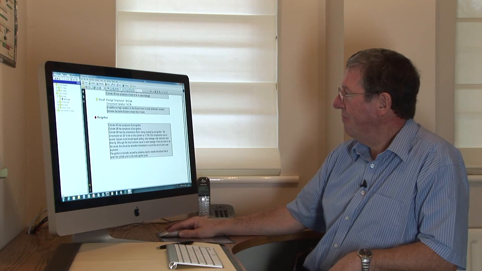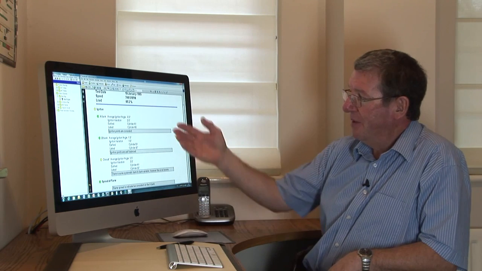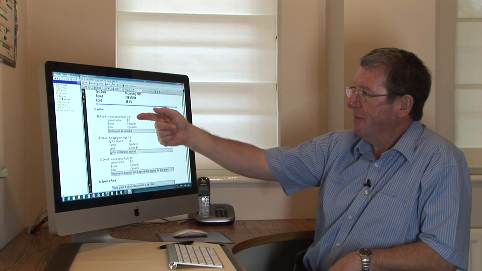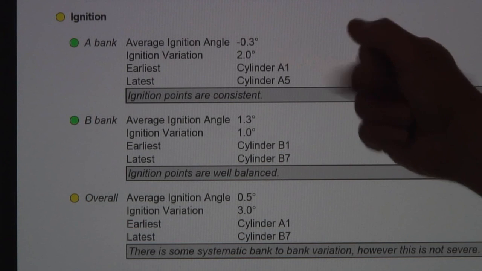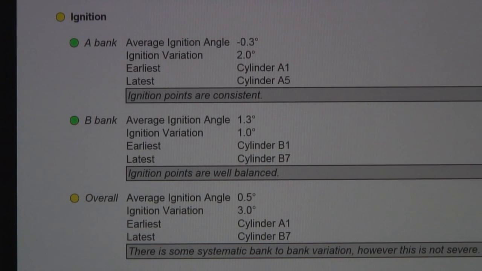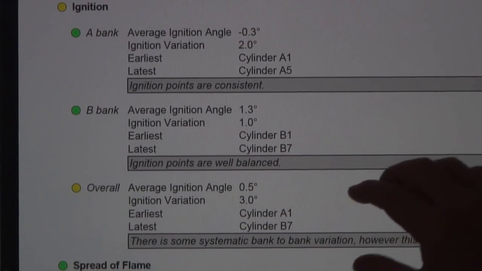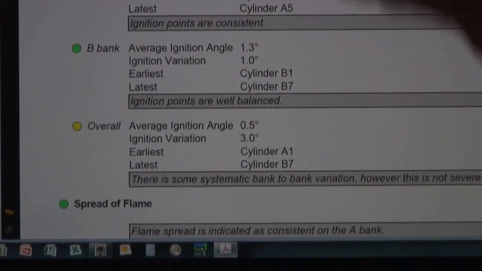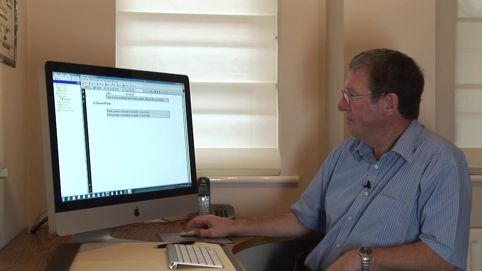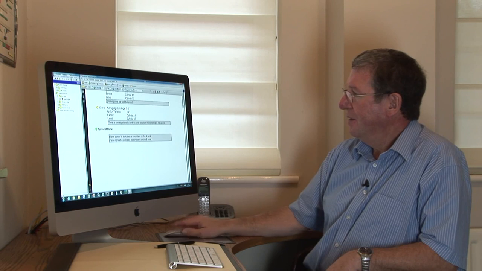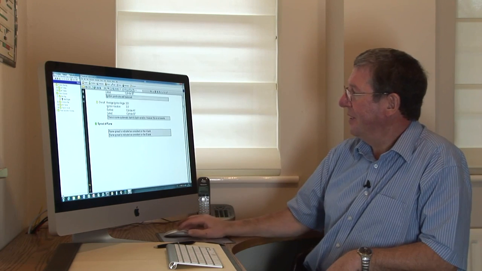Moving on to the ignition points, they were pretty good. A bank and B bank both get green indicators, and the variation is 2 degrees on the A bank, 1 degree on the B bank. But overall we have 3 degrees of variation, indicating that there's some systematic timing difference between the A bank and the B bank. The spread of flame, we didn't find any particular problems with the cylinders there.